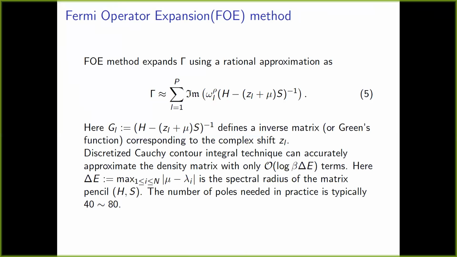a Green's function way, and we expand the density matrix of a system into like 40 to 80 what we call poles, and then for each pole we can calculate the selective inversion of that system, and then we can add up to get the global density matrix of the system.